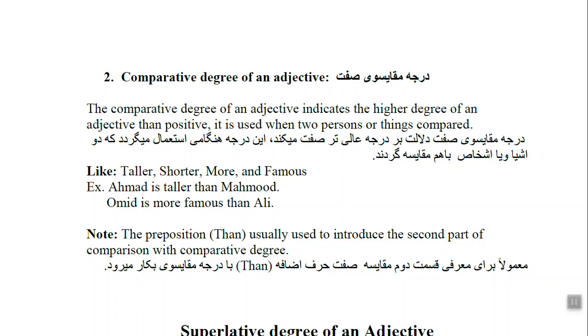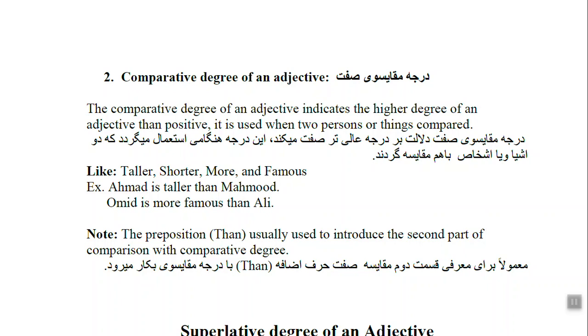Ahmad is taller than Mahmoud, or Umid is more famous than Ali. Kabul is nicer than Kandahar, or Herat is nicer than Kabul. Jalalabad is hotter than Kabul, and lots of these things. Or Logar is more beautiful than Kabul. We have three types of syllables. We'll consider syllables later. We'll learn it.